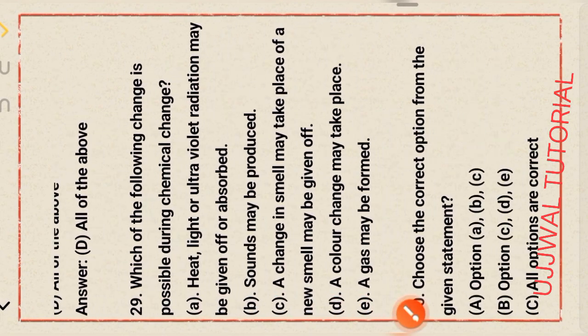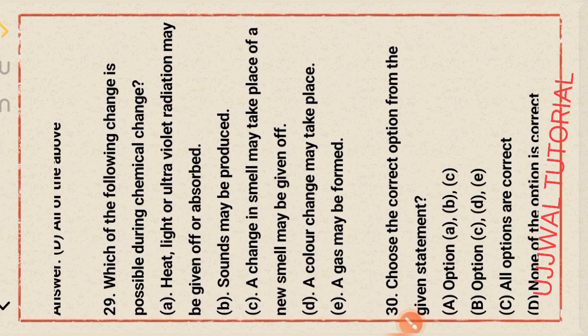Question number 29. Which of the following change is possible during chemical change? That is option A, B, C, D. Option E. Okay.